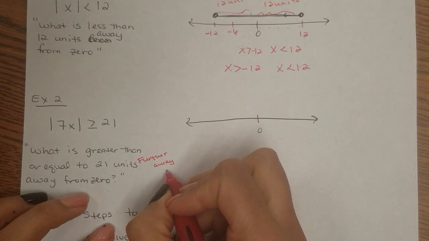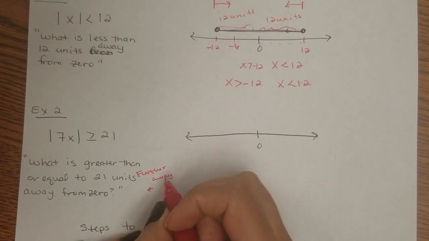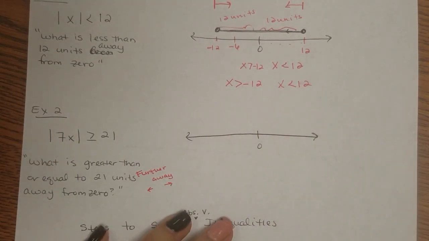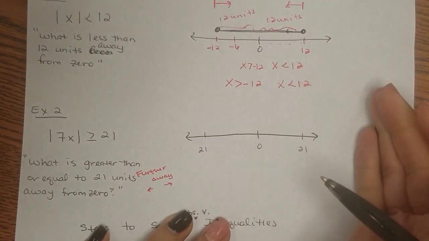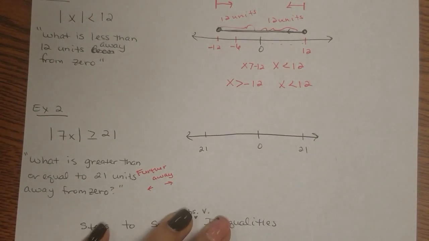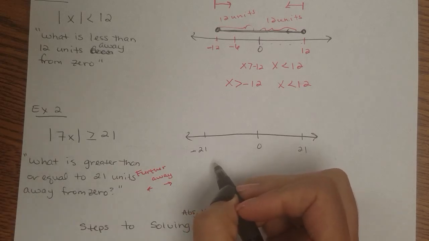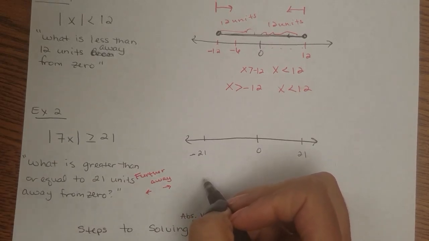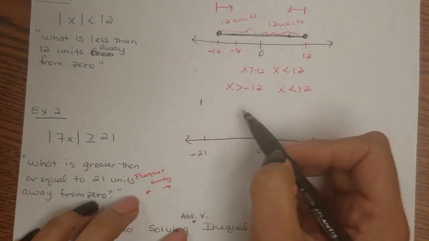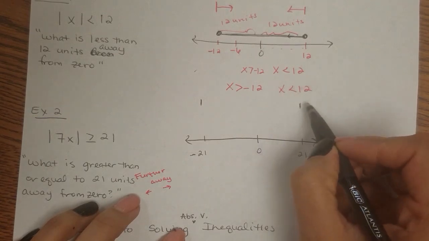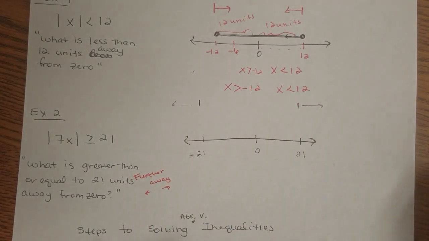So if you're thinking further away, you're going further out to the right or further out to the left in either direction. So let's think about that. If I plot 21 here, there's 21 units away from 0 to the right, 21 units away from 0 to the left. On a number line, this needs to be represented as negative 21 because it represents direction to the left. Okay, so we're asking, what values are more than 21 units away from 0 or further than 21 units away? So what numbers are coming out this way?